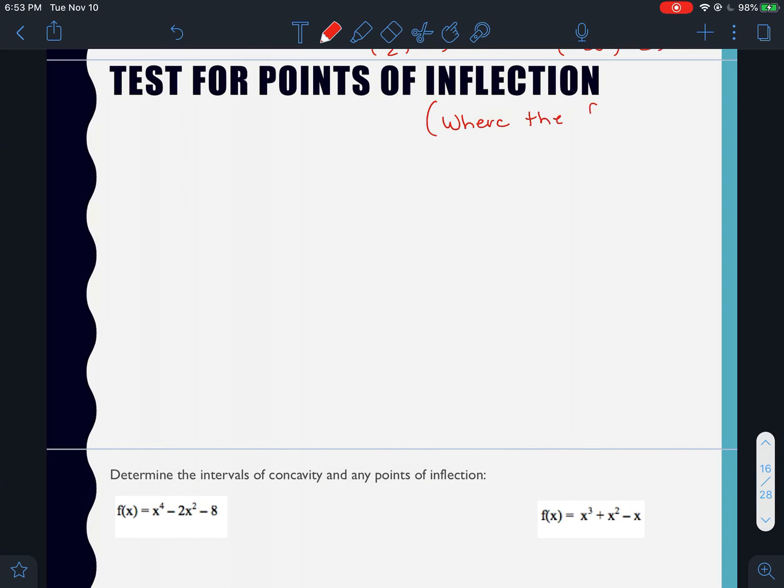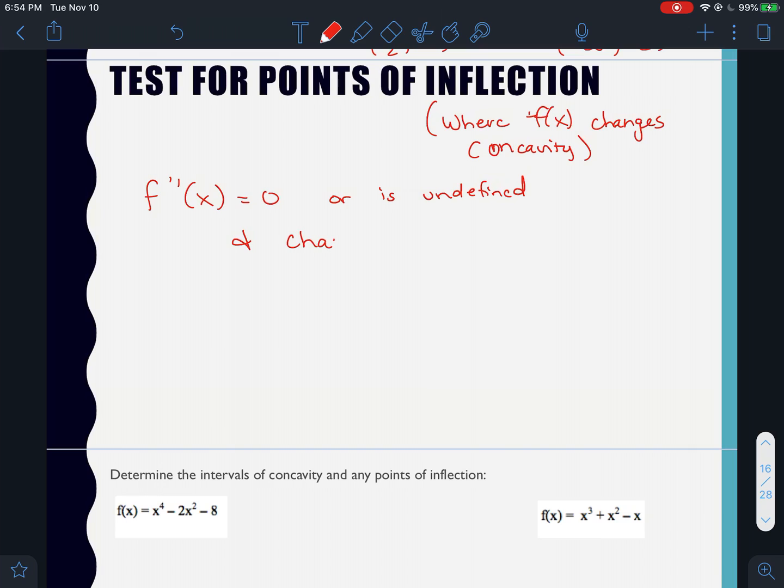All right, so how do you find the point of inflection? A point of inflection, again, is where the graph changes concavity. So where f of x, the original function, changes concavity, that's a point of inflection. And how you find it is where the second derivative equals 0 or is undefined, just like critical numbers. You find where the second derivative is equal to 0 or undefined, and it has to change sign. So it has to change concavity. It has to go from concave up to concave down, or concave down to concave up. So it has to change signs.